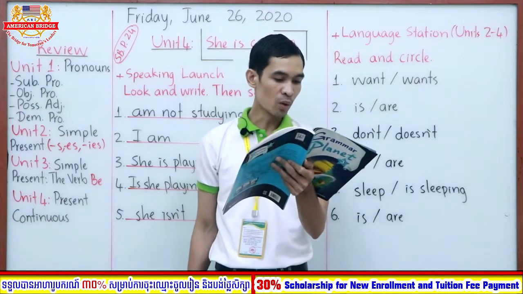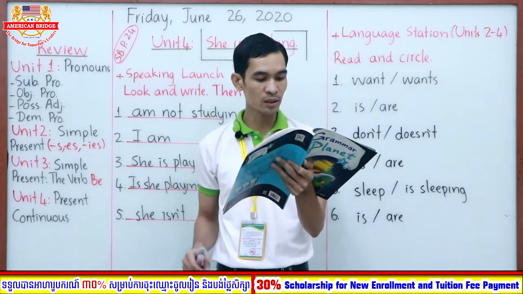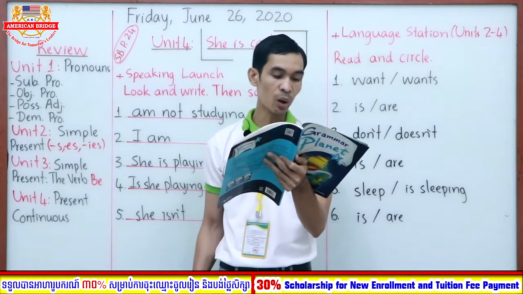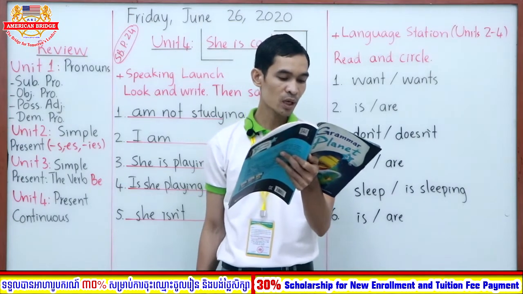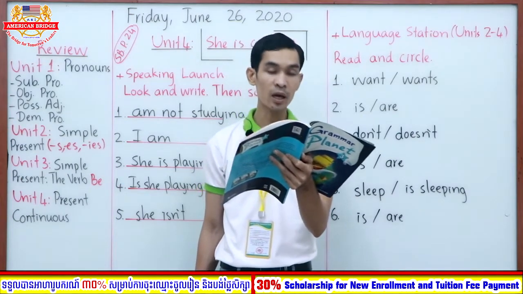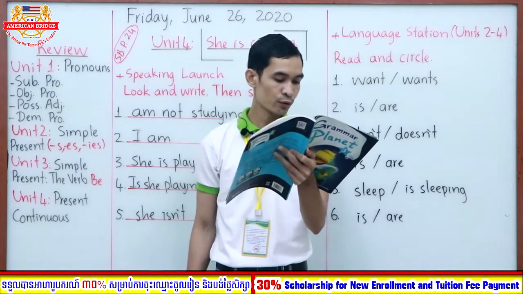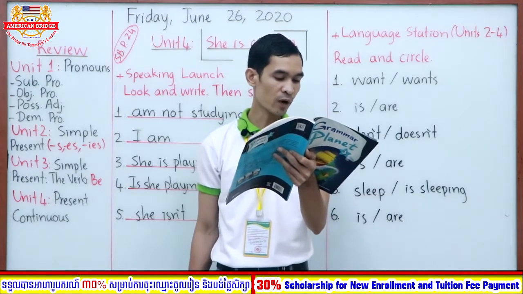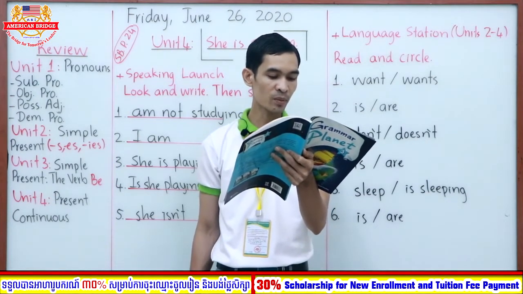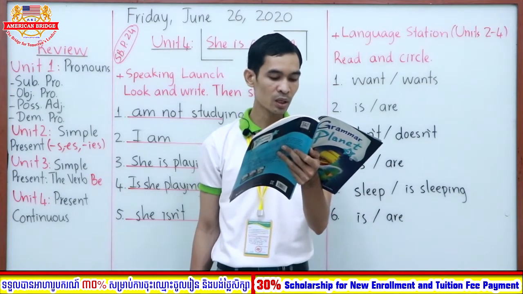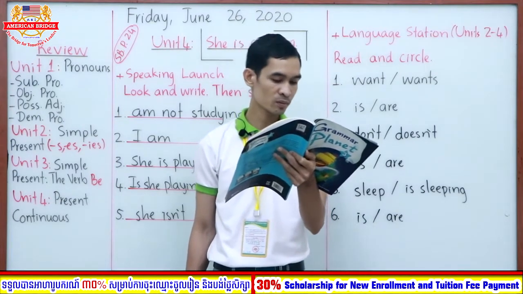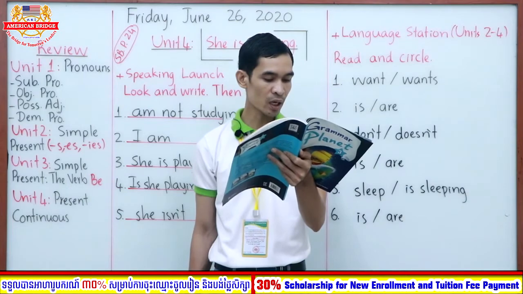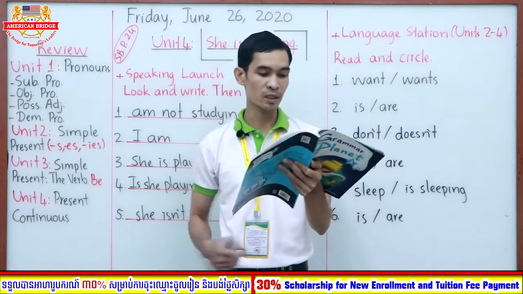Read and circle. 1. Cam and Clara want or wants food. 2. They is or are hungry. 3. Cam don't or doesn't have a guitar. 4. He is or are dancing with Clara. 5. Rosie sleep or is sleeping on a llama in Peru. 6. The llama's hair is or are nice.